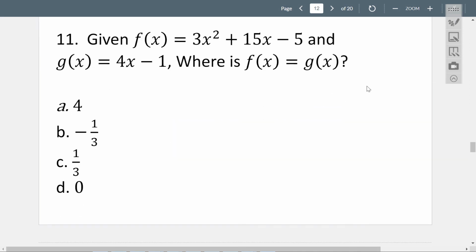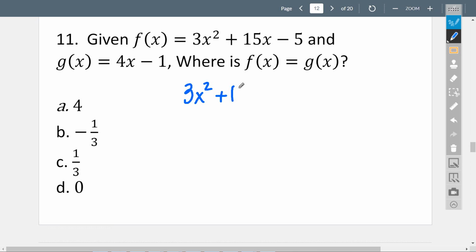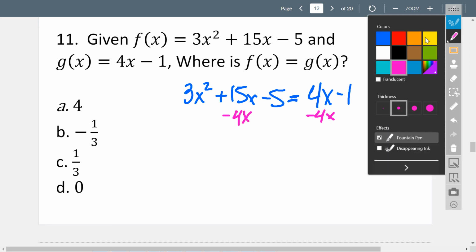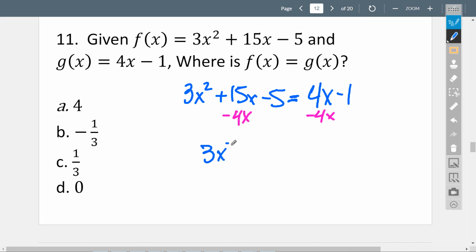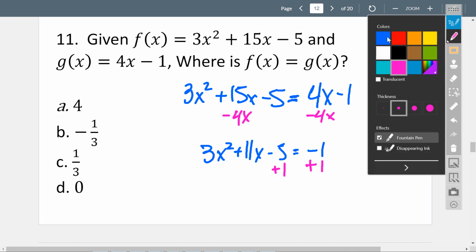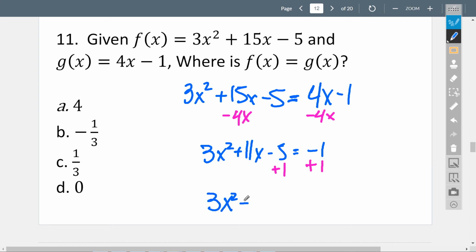All right, given these two functions, f of x and g of x, where are they equal to each other? So first we need to take the two functions and set them equal to each other. So this function is equal to the other function. Once we do this, this is now a quadratic. The way that we solve a quadratic is we first have to set it equal to 0. So I'm going to subtract 4x because I need the right side equal to 0. And then I'm going to add 1 to get rid of that -1. So I'm looking at 3x squared plus 11x minus 4 equals 0.